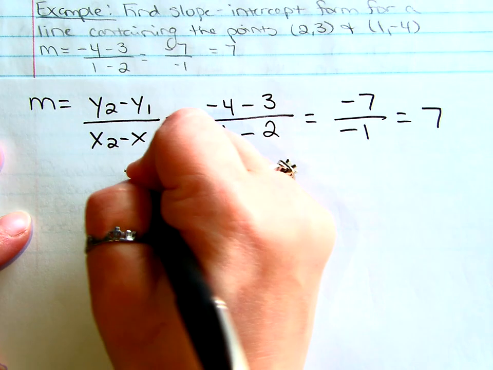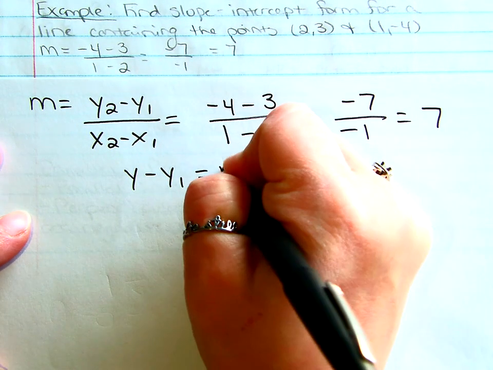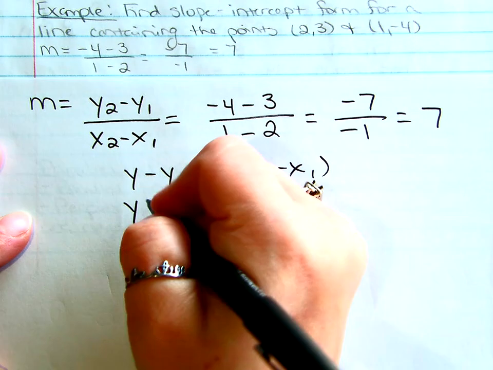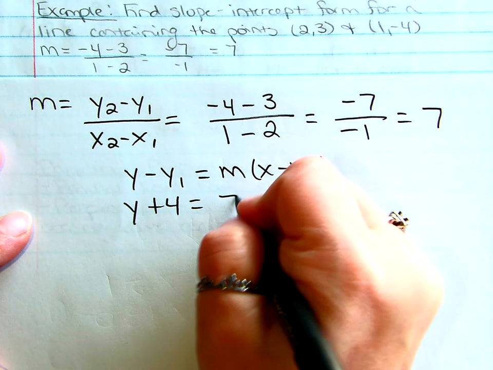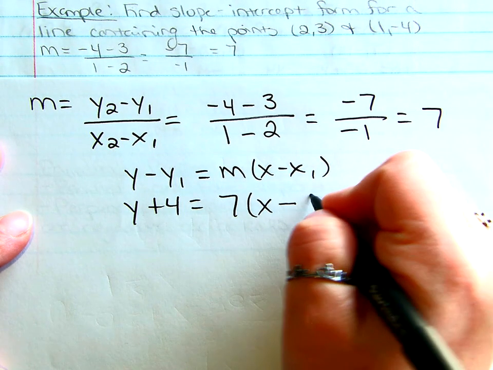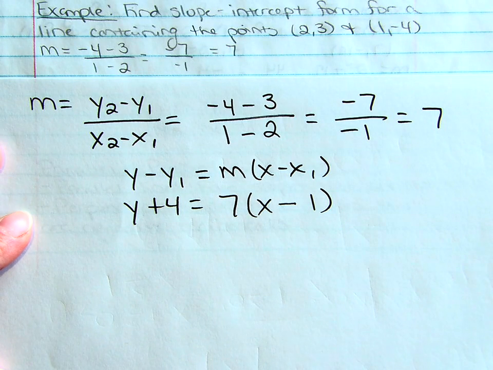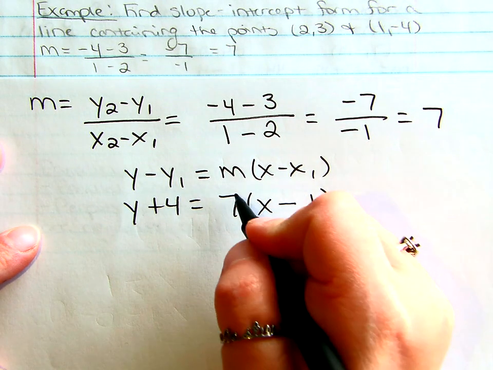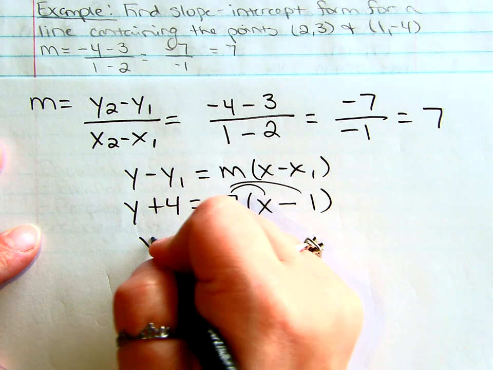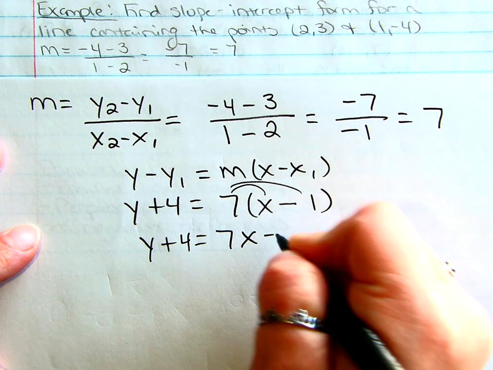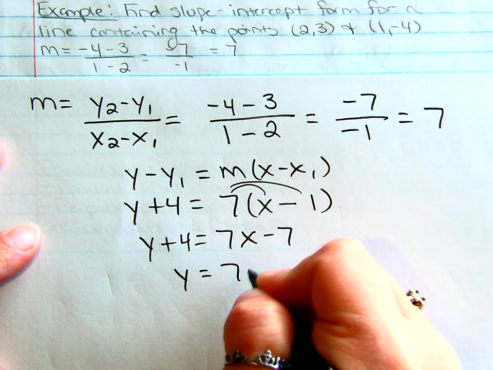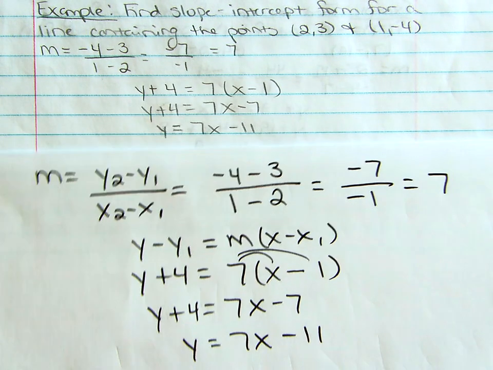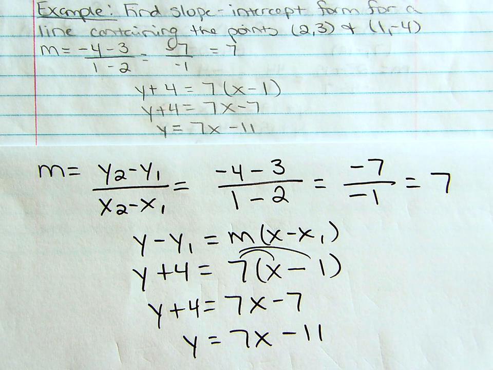But this is y minus y1 equals m times x minus x1. Minus y1 in this case would make that into a positive. We have 7 times x minus 1. We're doing the exact same process we did on the last problem, only now we have nicer numbers. We don't have our fractions. Distribute our 7. Subtract that 4 over. And you get y equals 7x minus 11.